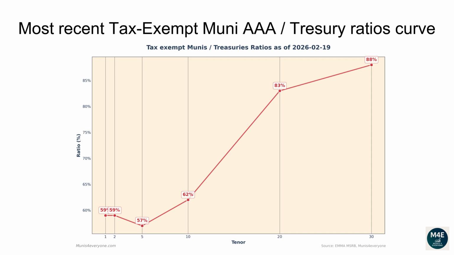The current one-year ratio is 59%. The 2 years ratio is 59%. The 5 years ratio is 57%. The 10 years ratio is 62%. The 20 years ratio is 83%. The 30 years ratio is 88%.